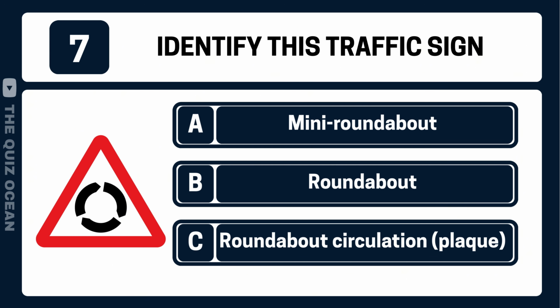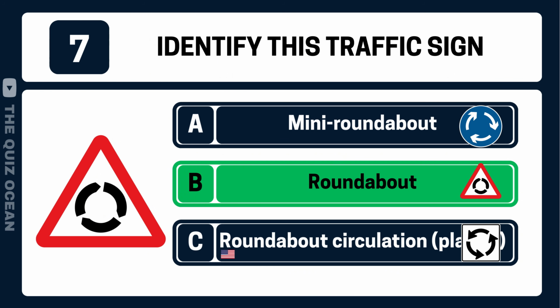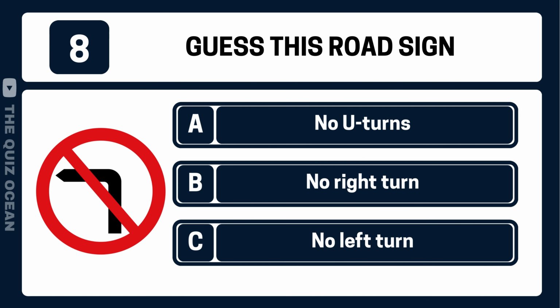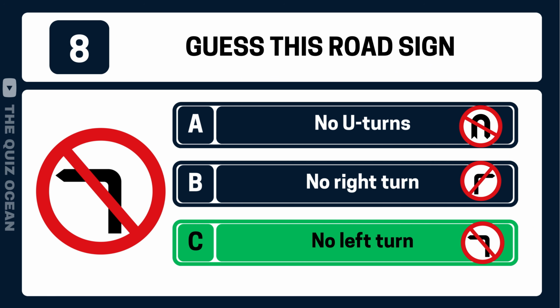Identify this traffic sign. Well spotted. This sign alerts drivers to an upcoming circulation intersection ahead. Guess this road sign. Good catch. This sign prohibits making left turns on this road.